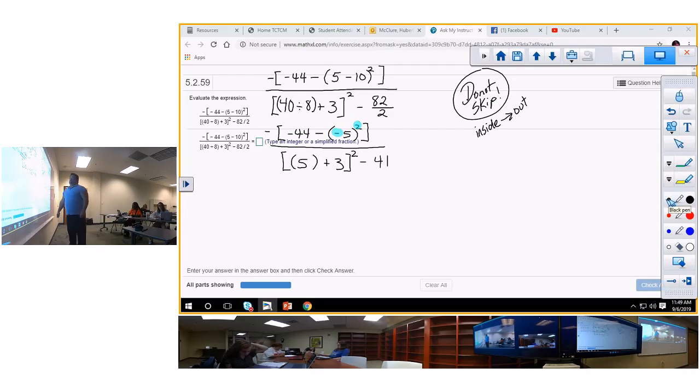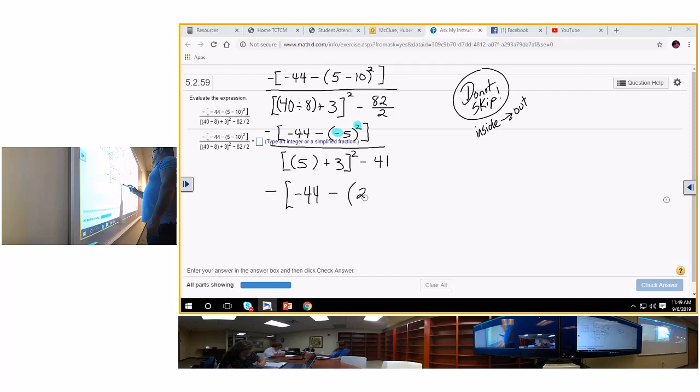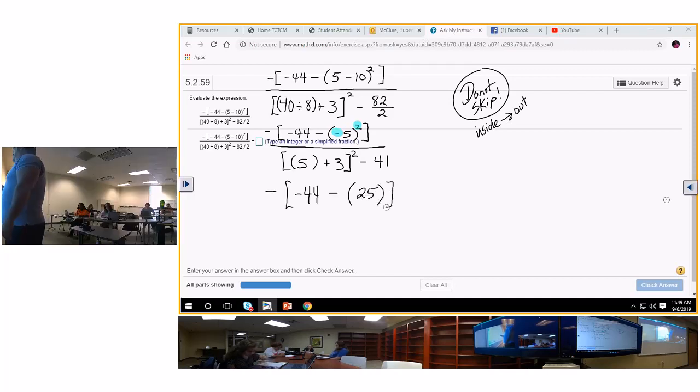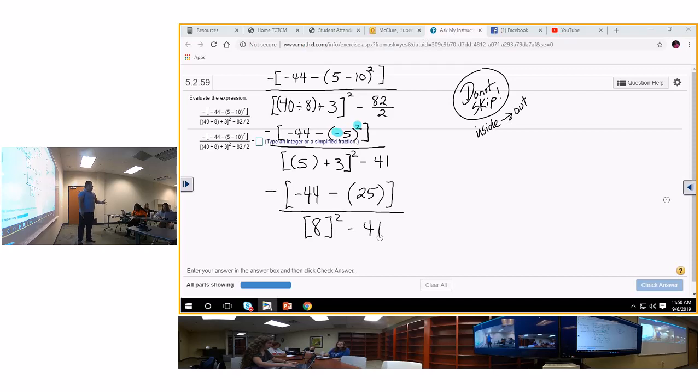So, negative 44 minus, and I'm going to put 25 in parentheses to show you that we just made that negative 5 squared into a positive 25, over, what's 5 plus 3? 8. 8 squared minus 41. So somebody tell me what we're doing as we go down. We're whittling away at the steps. Does anybody see me trying to do 3 steps in 1 step? No, that's not how you do these problems.